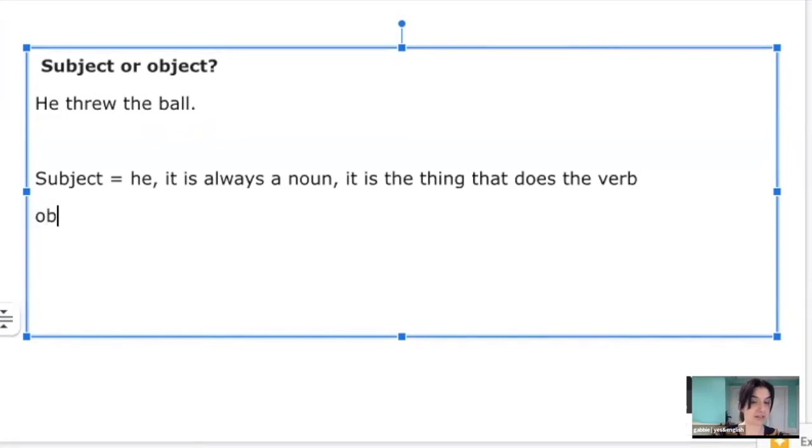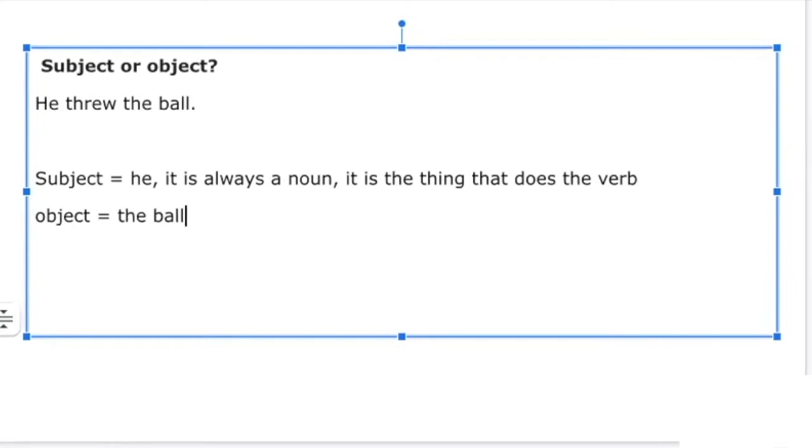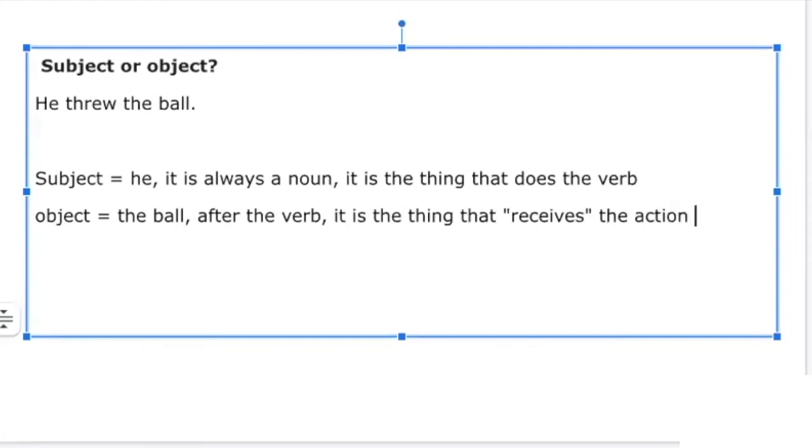How about the object? The ball. The object is the ball. Good. It's after the verb, and it's the thing that receives the action of the sentence. Does that make sense? Yes. Let's talk about this one then.